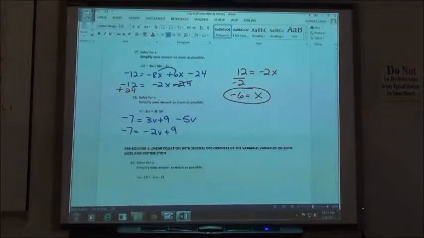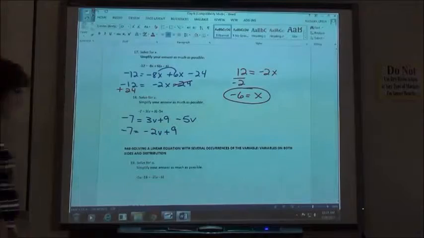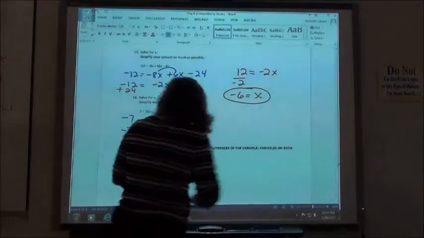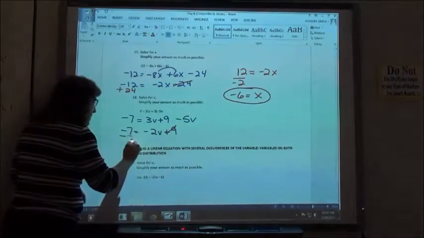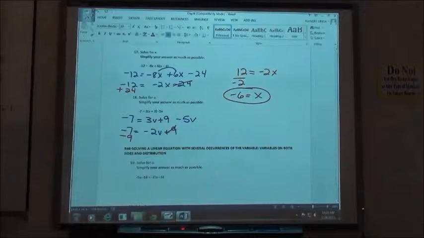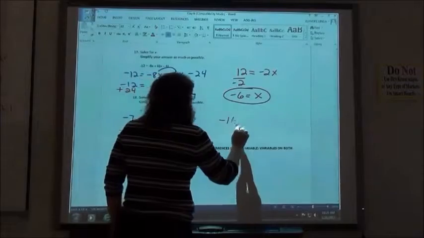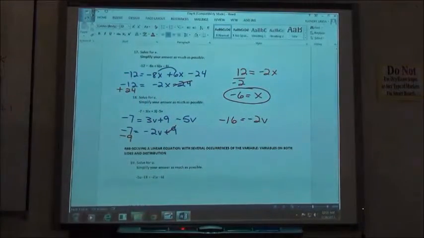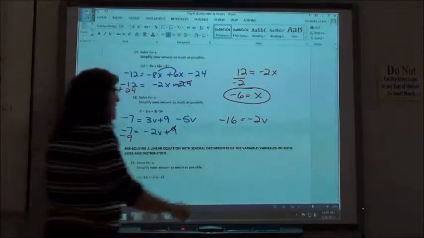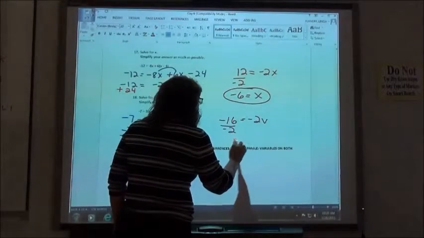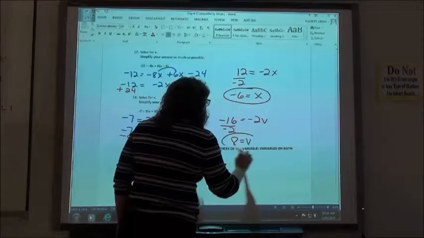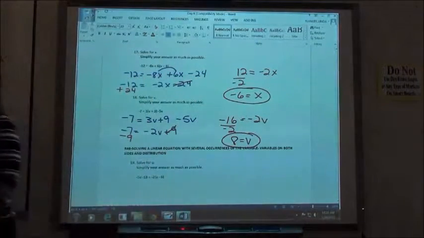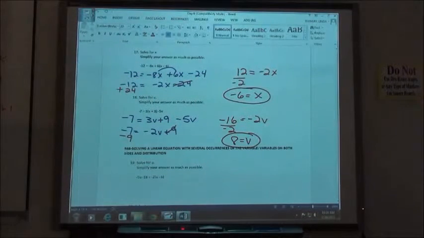So the next thing I would do is minus the 9. Negative 7 minus 9 would be negative 16. That's going to equal my negative 2v. And my last step, dividing by negative 2. And so my answer is going to be positive 8. Negative 16 divided by a negative 2.